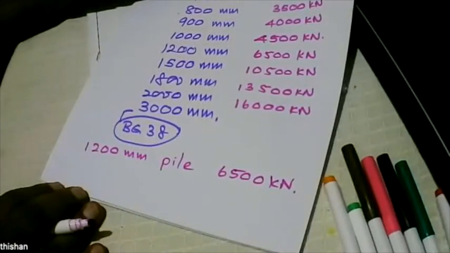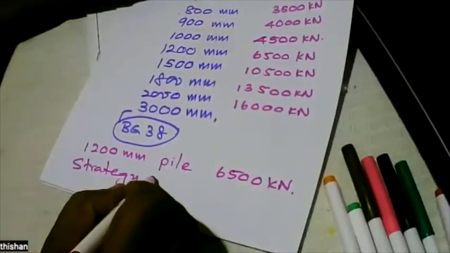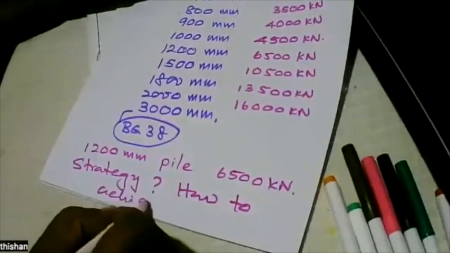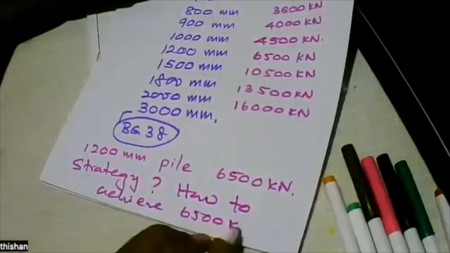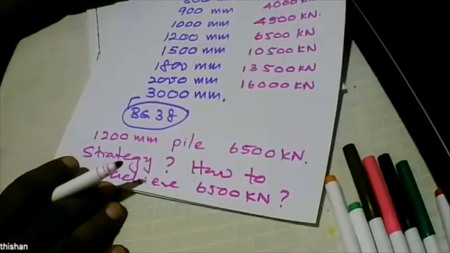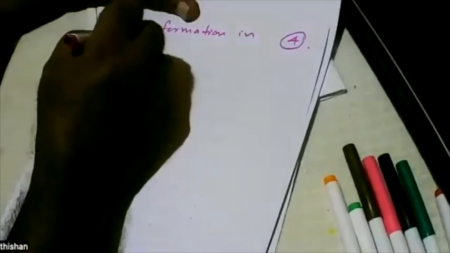Now, then you have to have a strategy. What is the strategy? How to achieve 6,500 kilo? That is the question. How to achieve 6,500 kilo? Now, for this, I would like to tell a small story about the soil formation in Sri Lanka. Sometimes some of you have already heard of this because I have explained it under various lectures.